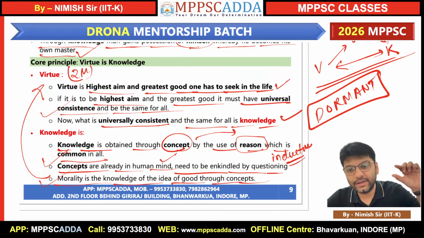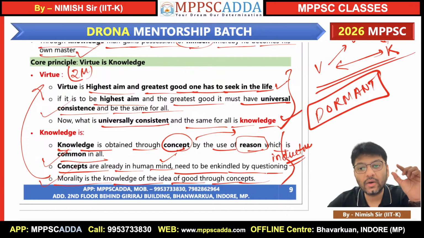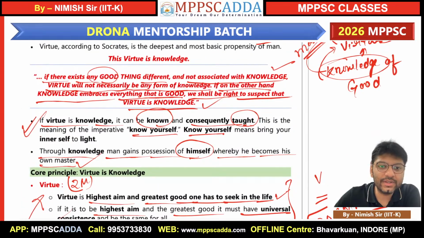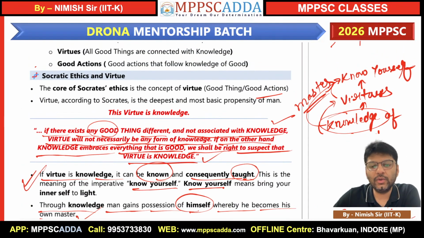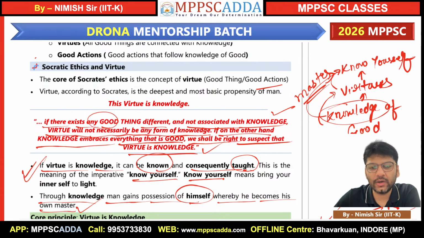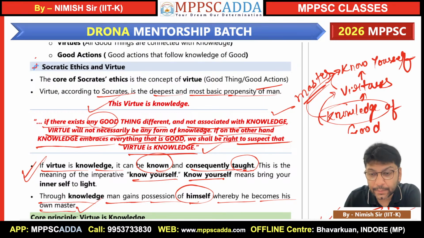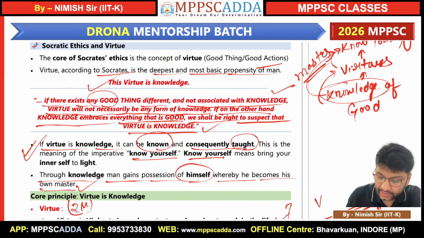So 2 marker virtue already seen, you can see on the screen. 2 marker knowledge you can see on the screen. If you need to justify why virtue is knowledge according to Socrates, then after defining both, you need to write this sequence. What sequence? That virtue according to Socrates is the deepest and most basic propensity, and why is this virtue knowledge? Because both are linked. And next point, if virtue is knowledge, it can be known and consequently taught.